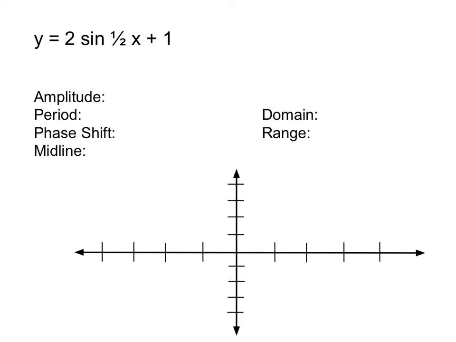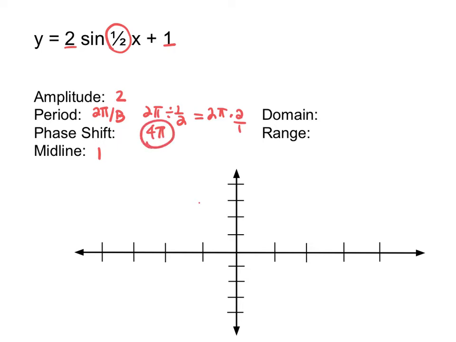You already know how to find the amplitude, period, phase shift, and midline. The amplitude is the absolute value of this. Midline, this. Period is 2 pi divided by b, and our b value is 1/2, so it's 2 pi divided by 1/2, which is the same as 2 pi times 2/1, so our period is 4 pi. Now, we don't have any phase shift. You won't deal with those today. That would be inside the parentheses attached to the x.